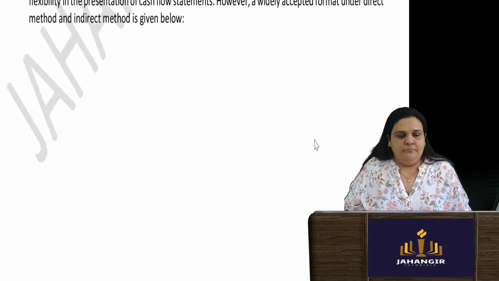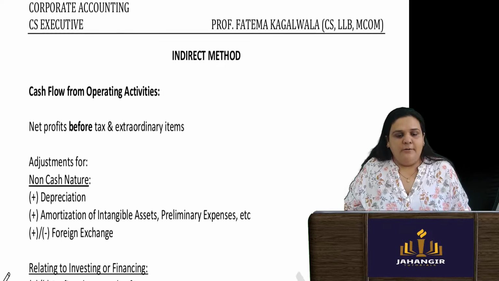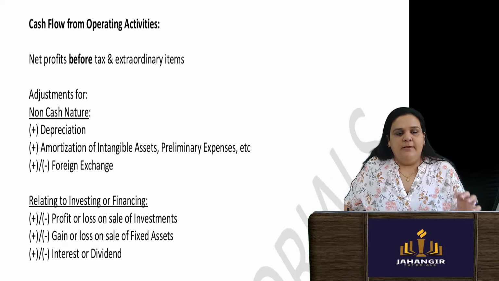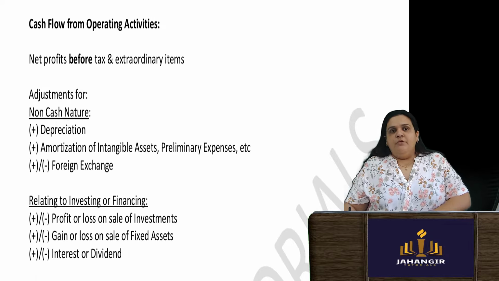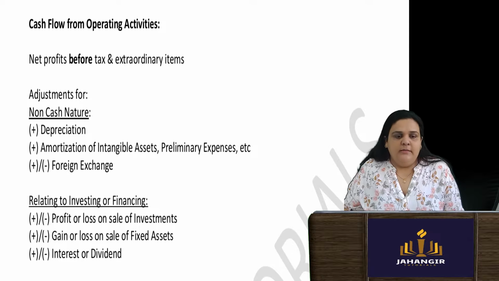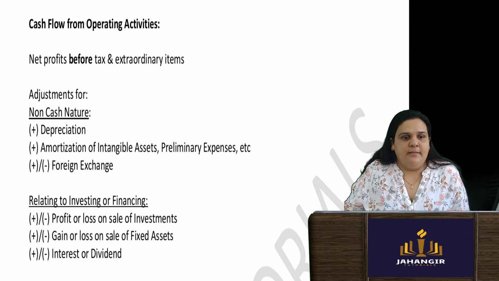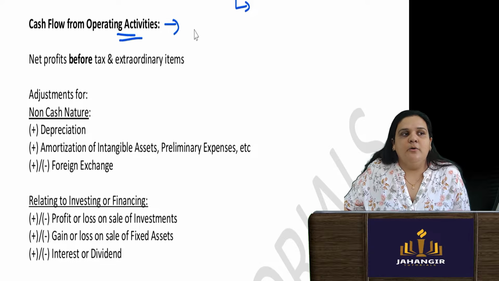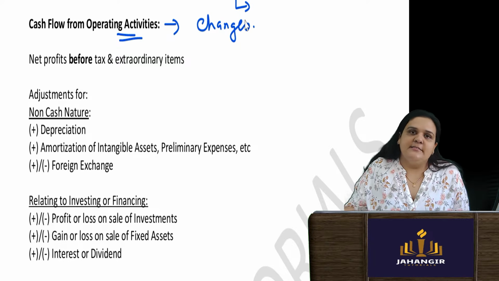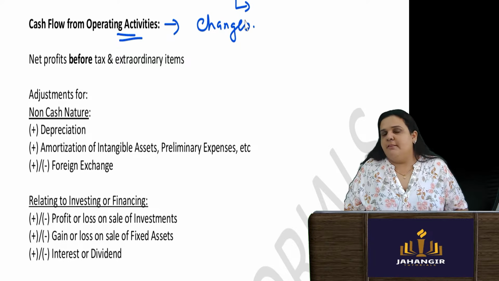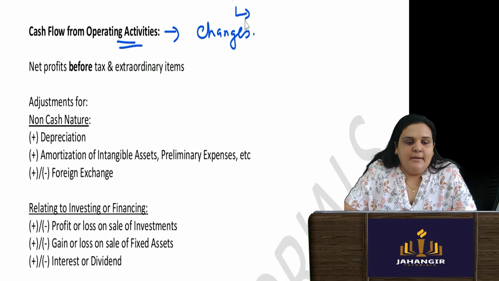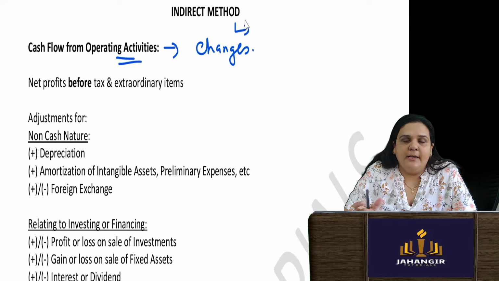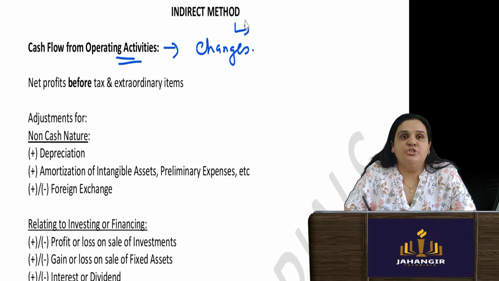Now I am coming to the indirect method. Before we solve a sum, I am taking you through the format of the indirect method. In the indirect method, only the format of cash flow from operating activities changes. Cash flow from investing and financing remains the same as what we did in the direct method, no change at all. But in the indirect method, only operating activities we will have to change.